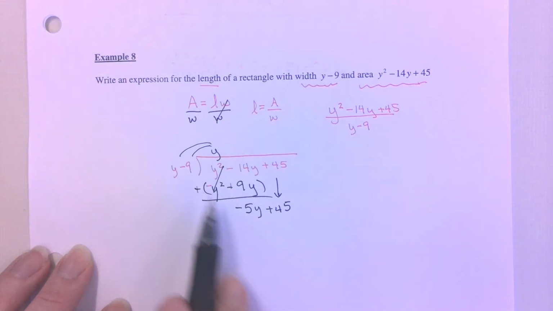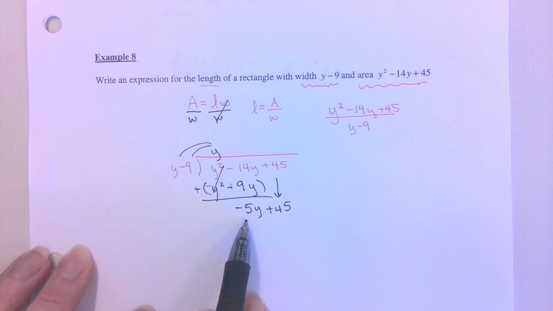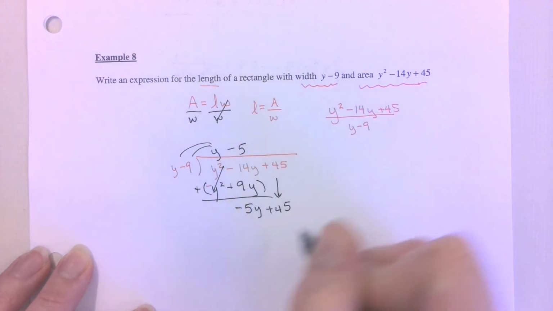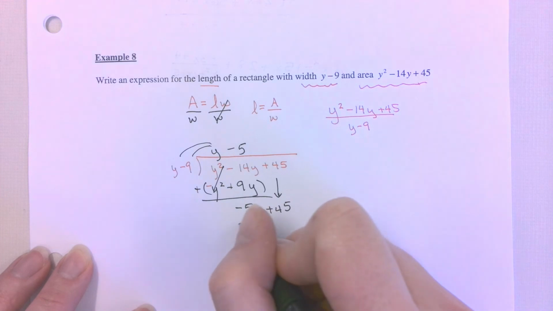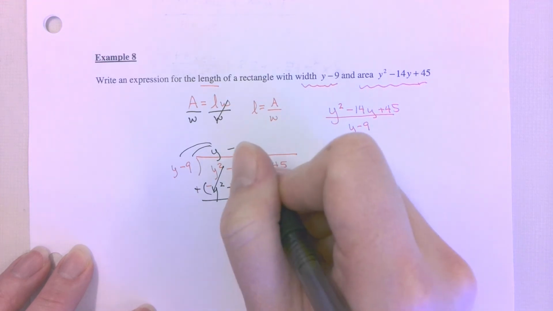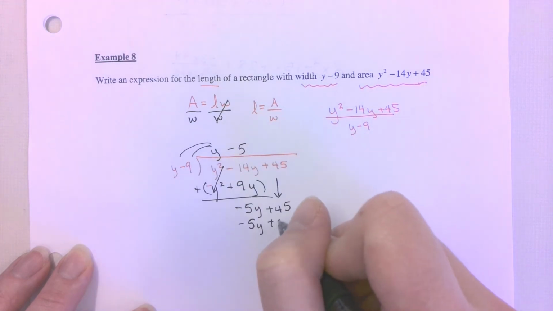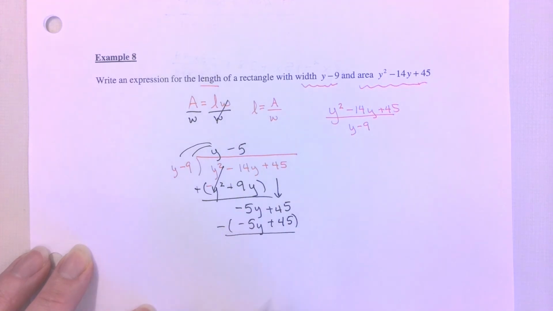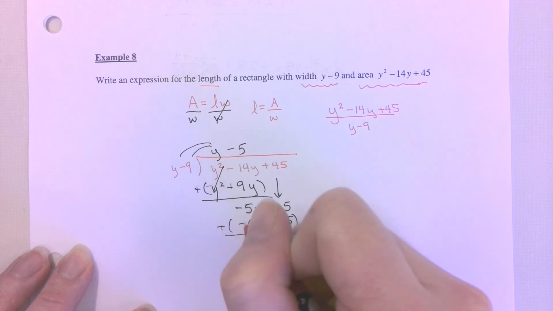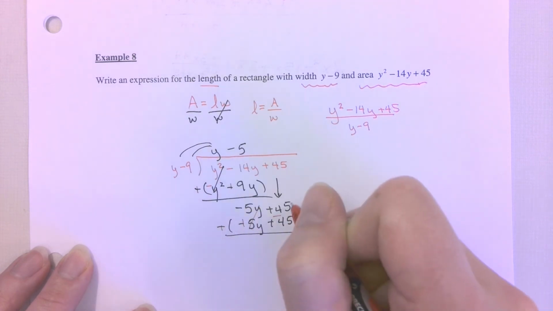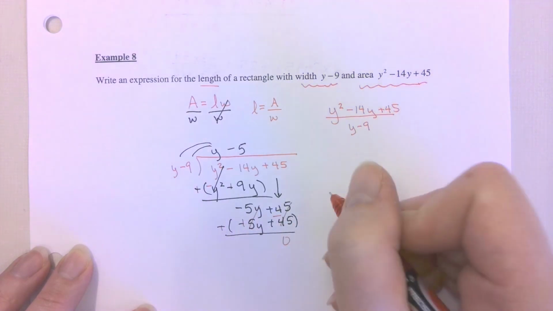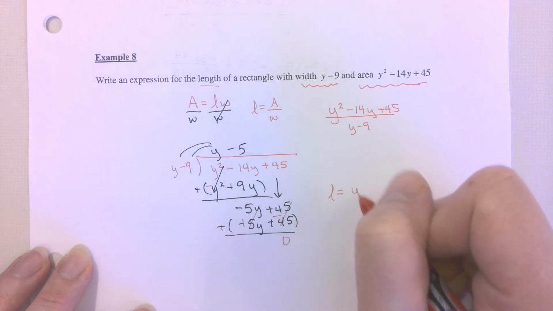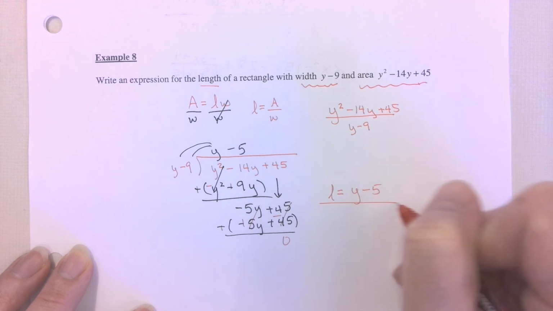How do I make y into negative 5y? I'm going to multiply by a negative 5. When I do that, negative 5 times y is negative 5y. Negative times negative is going to be a positive 45, and we can see again in this problem that these zero themselves out. And so this cancels, it leaves me a remainder of 0. So the length of my rectangle is the expression y minus 5.